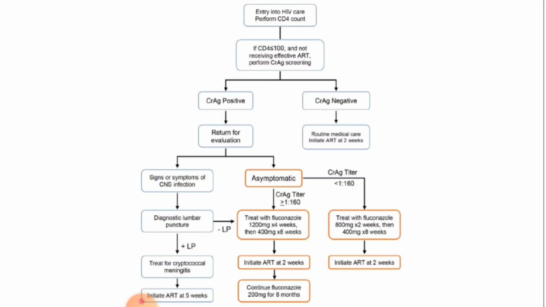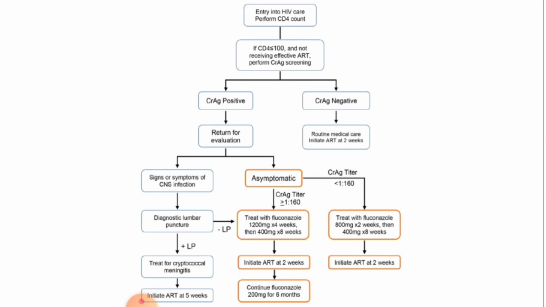Now, based on the cryptococcal antigen, how will you do the necessary treatment? Whenever a patient is diagnosed with HIV, before starting the patient on ART, you will have to rule out cryptococcus and other opportunistic infections. Along with the HIV testing, you will perform the CD4 count. If the CD4 is less than 100 and the patient is not on ART, you do the cryptococcal antigen test. If it is positive, look for signs and symptoms of CNS infection, and if there are any symptoms, you do a diagnostic lumbar puncture.